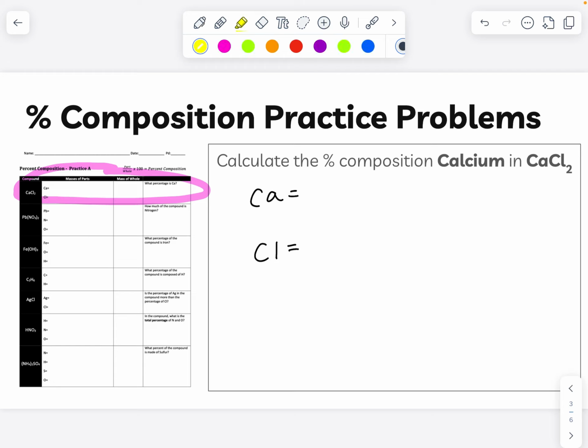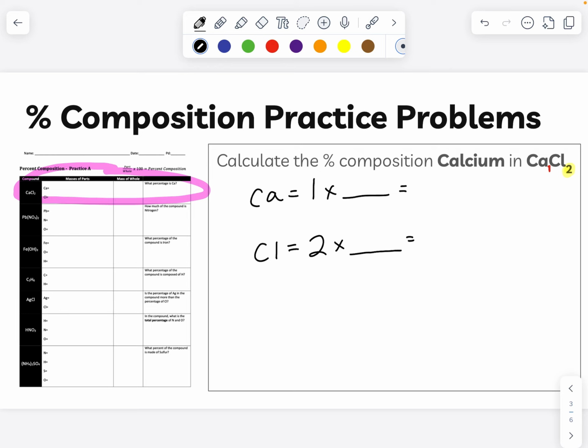And then if I look, I can see that I actually have 2 chlorines. I know that I have 1 calcium because there's no number there, and we know that if there's not a number, it's really just an invisible 1. So I have 1 calcium, but I have 2 chlorines. So now I need to look and try to find the molar mass, which is from the periodic table.